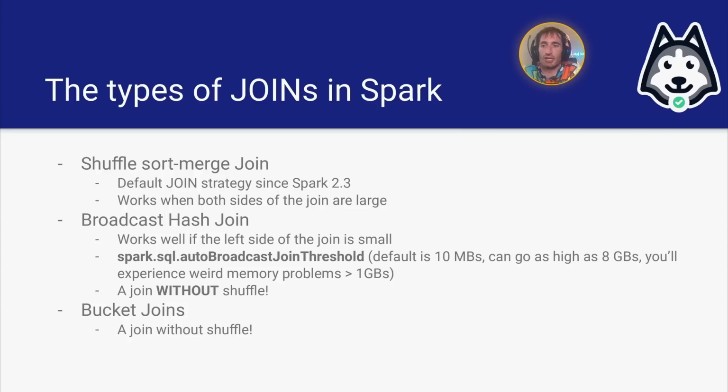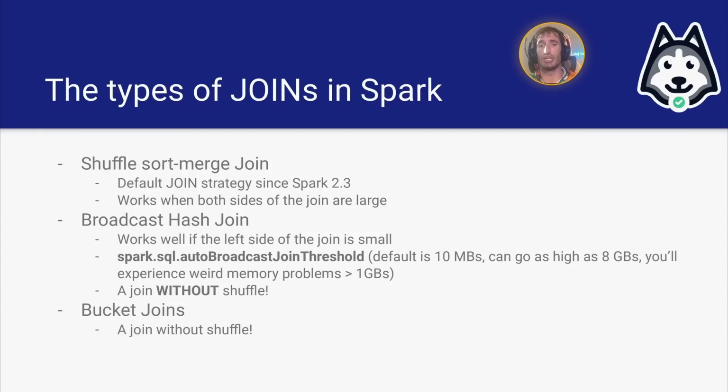Bucket joins are where, if you want to do a join without shuffle, you can do that with a bucket join. I have some diagrams in some future slides that will explain more about how this works. But so you have shuffle, sort, merge join, broadcast hash join, and bucket join. And in Spark, you use .explain and it's going to bring up these words.